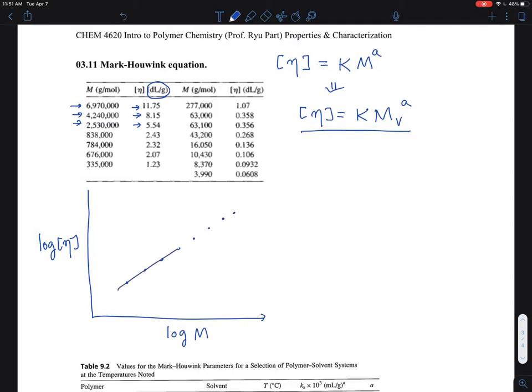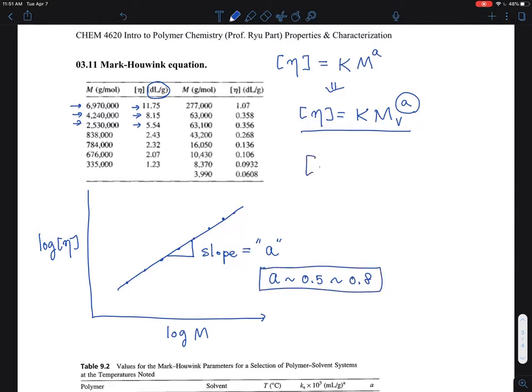Remember my first homework assignment to you, where you changed the number of random walks, n, versus the end-to-end distance, h, and then plotted it as a log-log plot. In the log-log plot, the linear line means there's a slope. And this slope, we call it A. A has a meaning here, which is the Mark-Houwink constant A. The A value can range from 0.5 to 0.8.